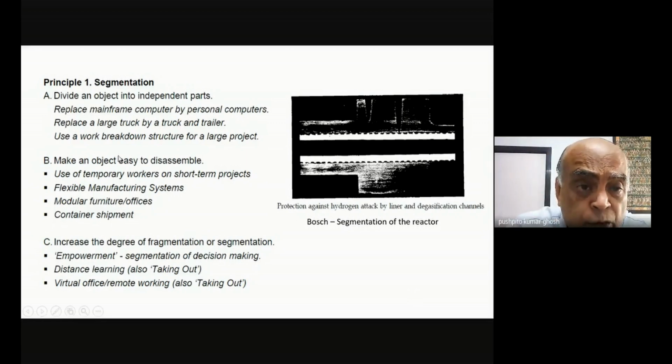So let us try and look at first some which are obvious, like for example, I can divide an object into independent parts. Suppose I've got a mainframe computer. I can replace it with many personal computers and have parallel processing so that it approaches the job that is done by these giant mainframe computers. And so I have segmented this large computer into many small computers.